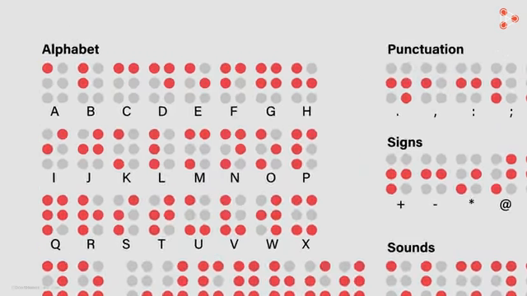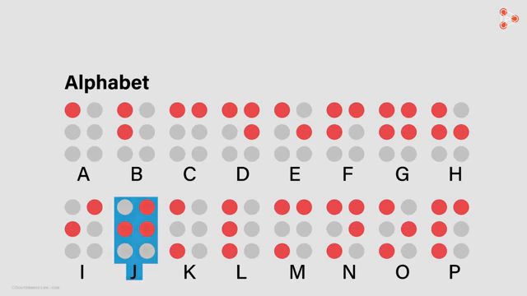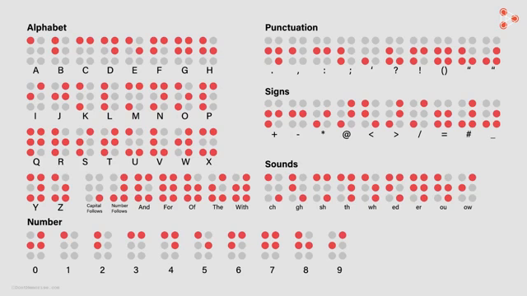For example, the letter A is represented by this cell. Only the first dot is raised in this case. Similarly, the letter J is represented by this with these 3 dots raised. The dots 2, 4 and 5 are raised. So this is the set of patterns we have for the English alphabet. 26 such patterns.